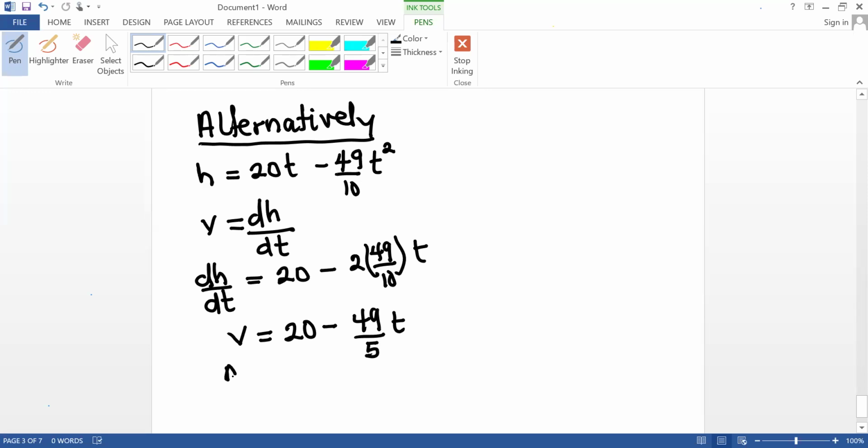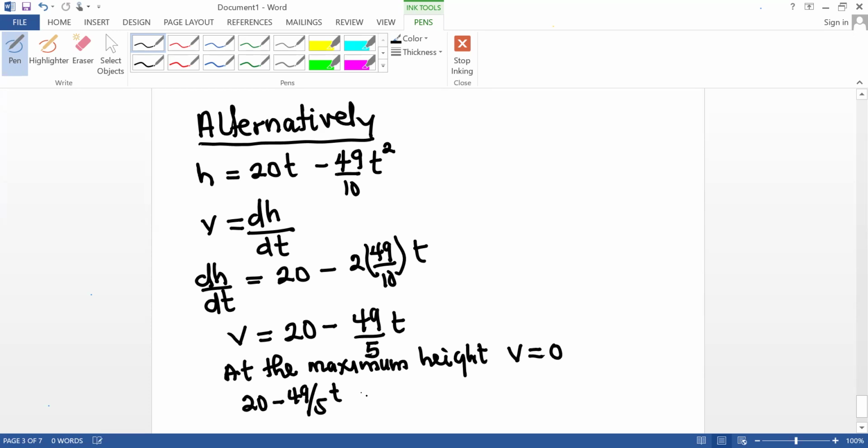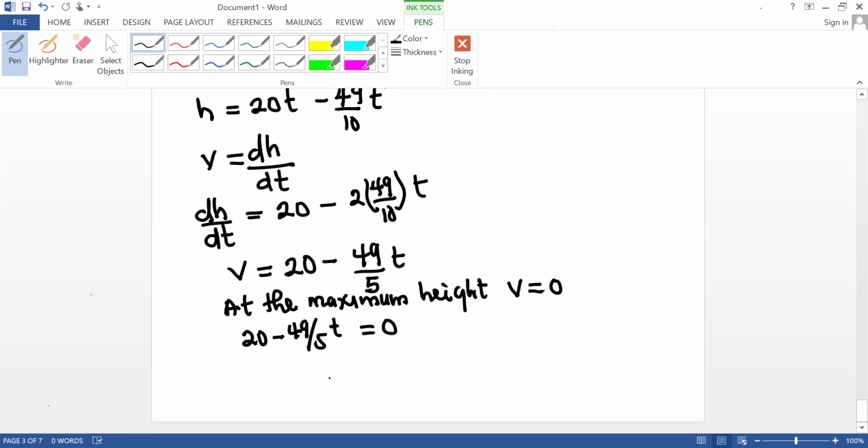So at the maximum height, v is equal to 0. So if v is equal to 0, then 20 minus 49 over 5t is equal to 0. Help me find t from this equation. Help me get the value of t.